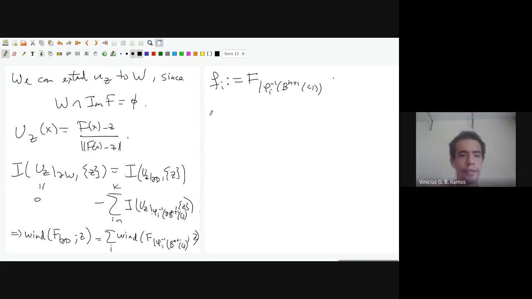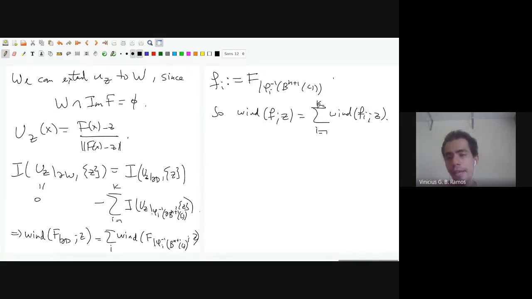So what we have is that the winding number that we want to compute is equal to the sum of the winding numbers of f_i relative to z, i equals 1 to k. Now I can use the charts, and because I have orientation-preserving diffeomorphisms, the degree is preserved. So the winding number of f_i relative to z is equal to the winding number of psi composed with f_i composed with phi inverse, at 0.